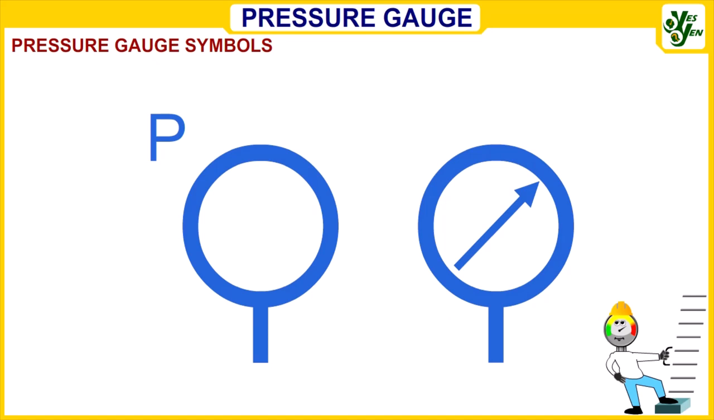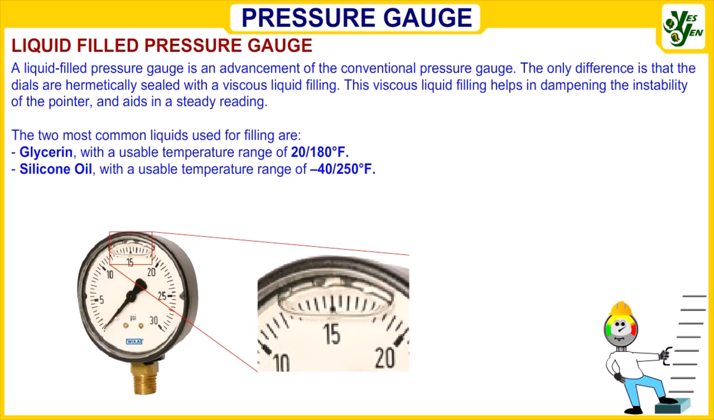Liquid-filled pressure gauge. A liquid-filled pressure gauge is an advancement of the conventional pressure gauge. The only difference is that the dials are hermetically sealed with a viscous liquid filling. This viscous liquid filling helps in dampening the instability of the pointer and aids in a steady reading. The two most common liquids used for filling are glycerin, with a usable temperature range of 20 degrees Fahrenheit to 180 degrees Fahrenheit, and silicone oil, with a usable temperature range of minus 40 degrees Fahrenheit to 250 degrees Fahrenheit.